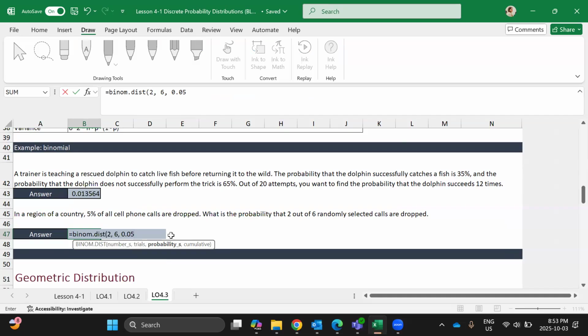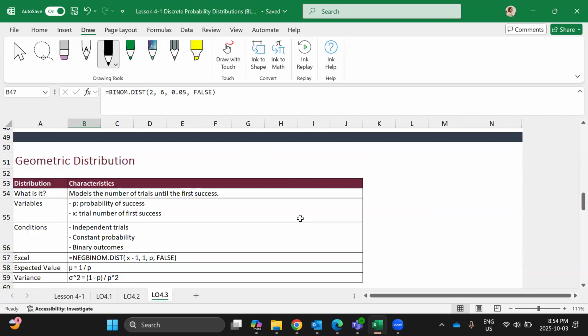This is binomial because we have that there's 6 calls. That's the number of trials. 2 is our X, the number out of 6 we're concerned with. And we have a constant probability that's given to us. For the last argument, put false, and that gives us about a 3% chance that 2 out of the 6 would be dropped.